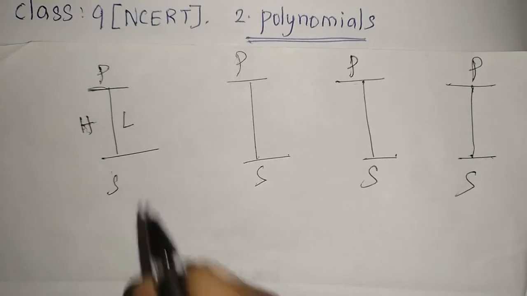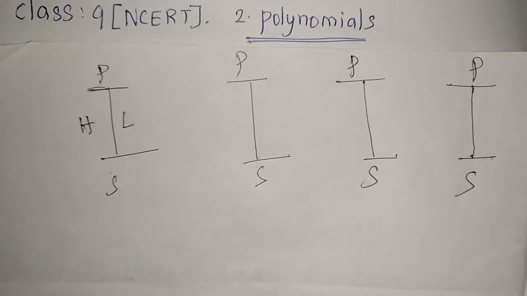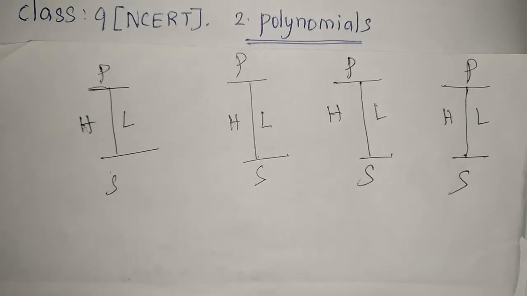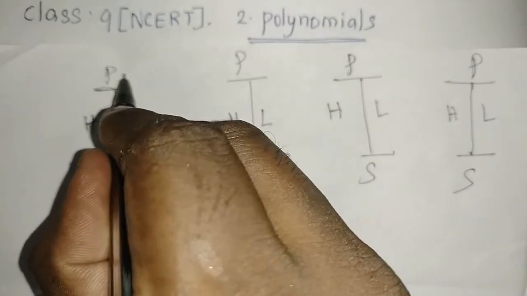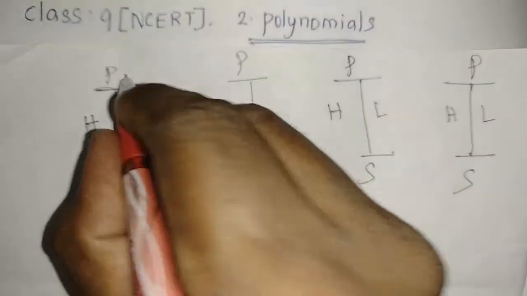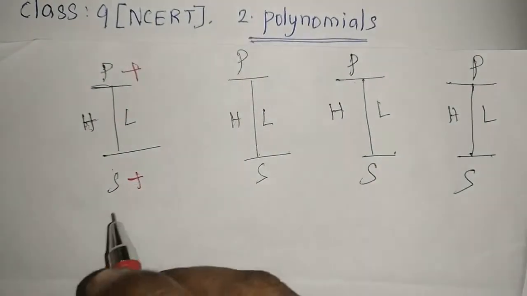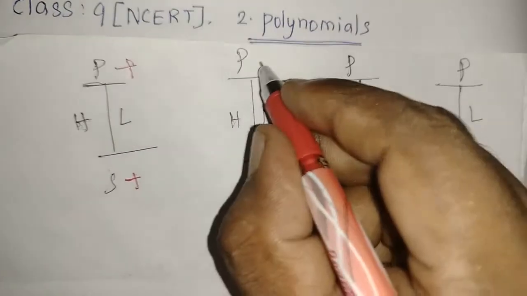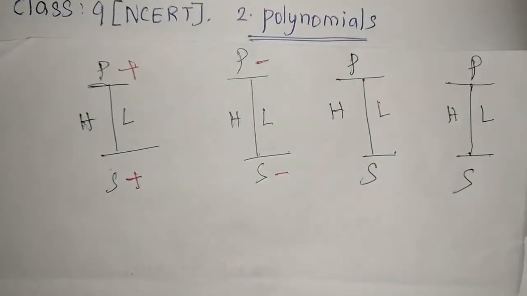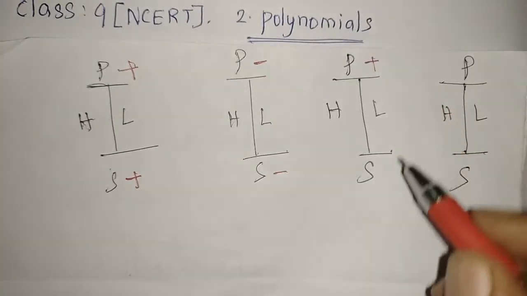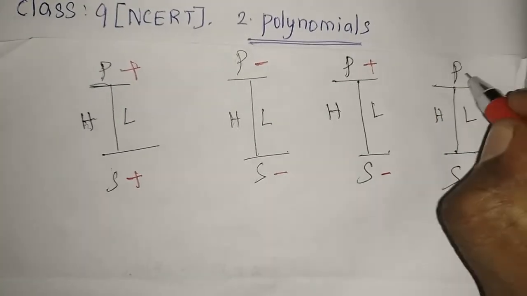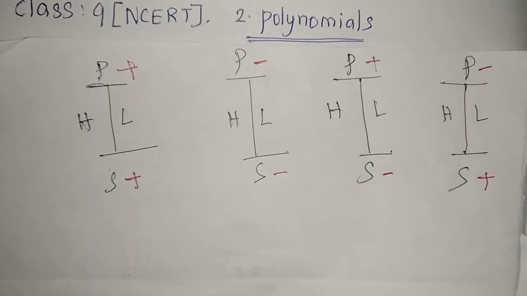If you get them equal, we can use the formula (a plus b) whole square or (a minus b) whole square. Now, suppose the product value is positive and the sum value is positive, this is one type, and both negative is another type. Product value negative and sum value also negative. Suppose product value positive and sum value negative, or product value negative and sum value positive. These 4 types only we have. Apart from this nothing is there.